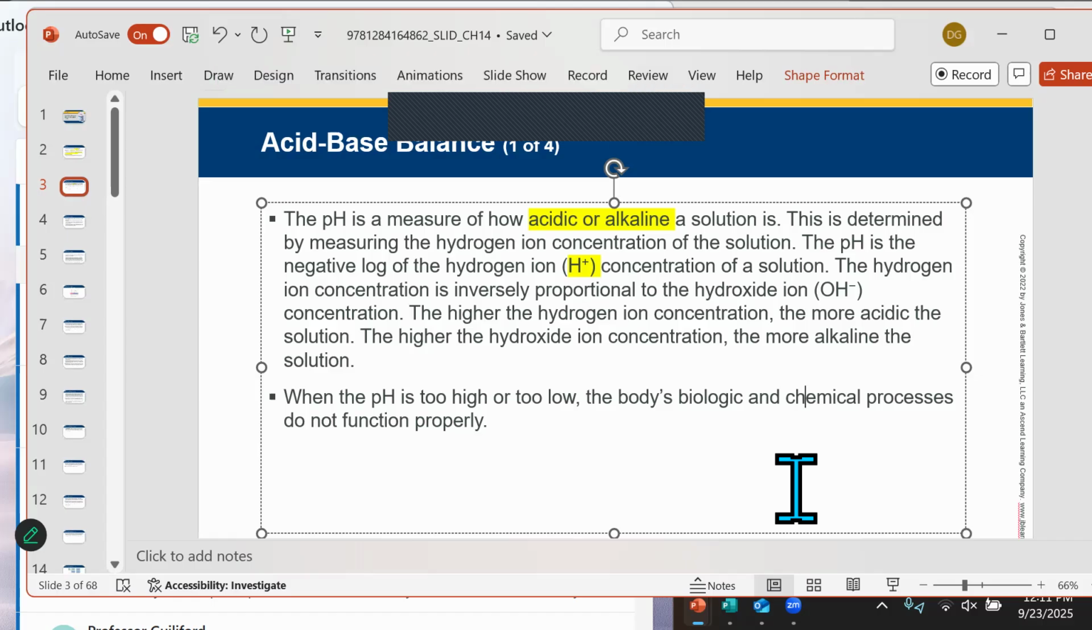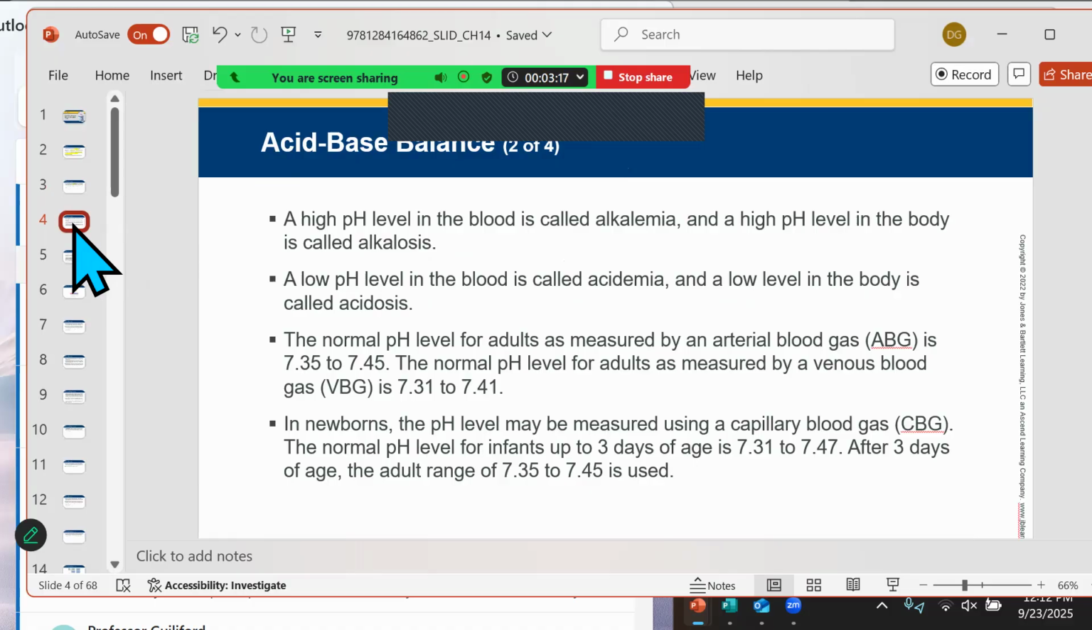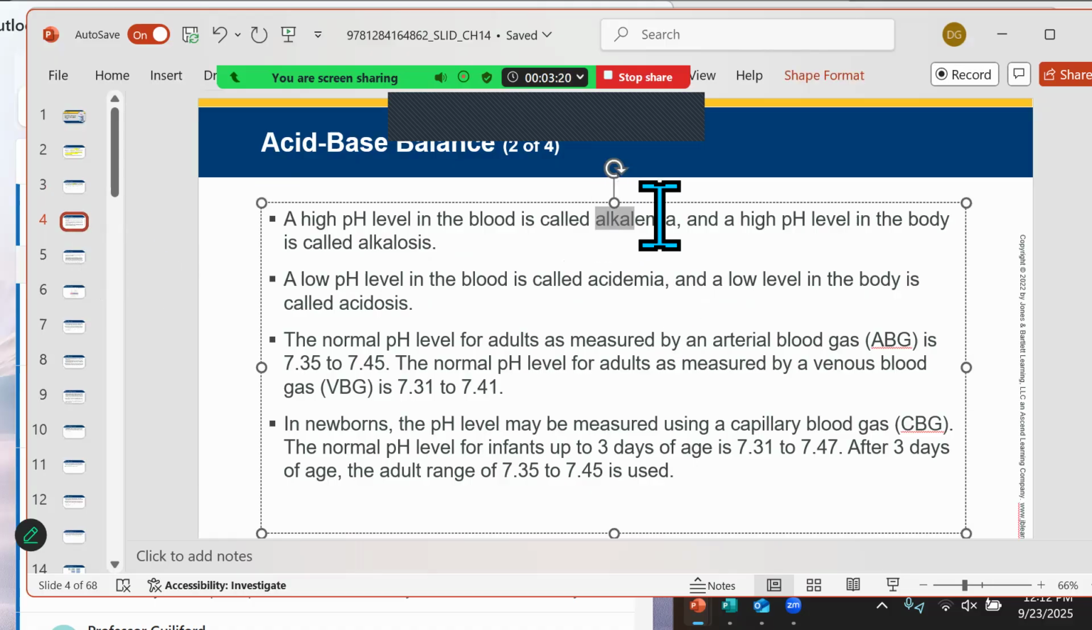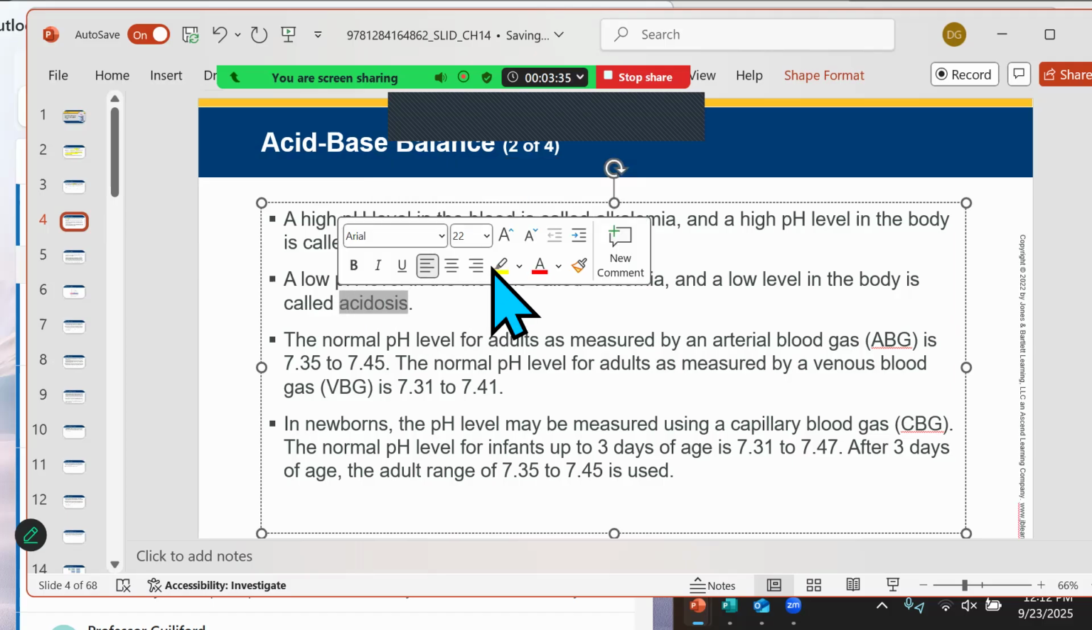7.4 is the exact normal arterial pH that we're shooting for, the range 7.35 to 7.45. When the pH is too high or too low, then all kinds of bad things happen, and chemical processes are not going as well as they should. A high pH is alkalemia, and the condition is also called alkalosis. Alkalosis is the term we use more in medicine. A low pH is acidemia, and the condition that we describe is acidosis.